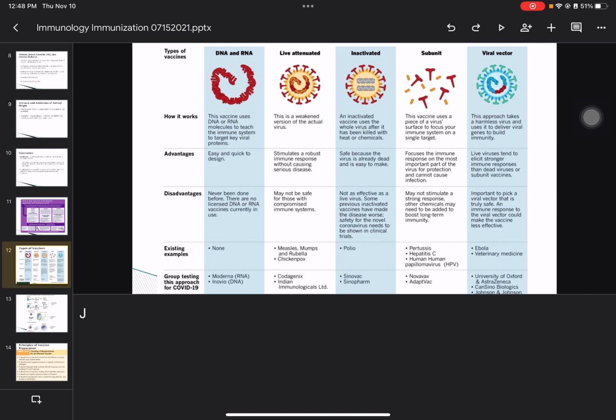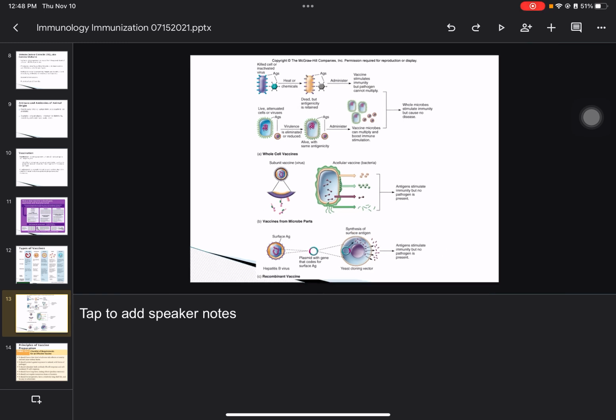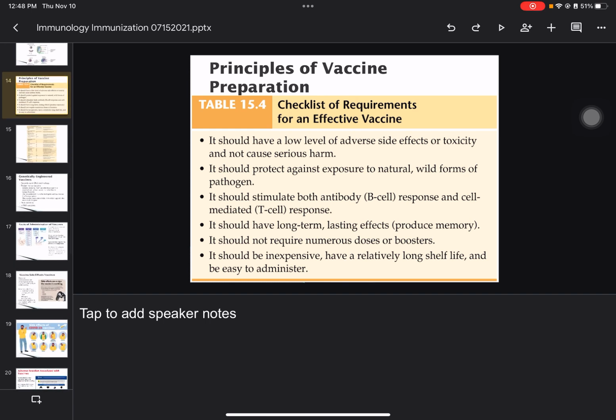So, here's what should happen with vaccines. They should have a low level of adverse effects on us, right? It should protect us from all forms of whatever infectious agent it is. It should stimulate both antibody and B cell and T cell immunological responses. It should be long lasting. It should not require numerous doses or boosters, right? And it should be inexpensive and have a relatively long shelf life.